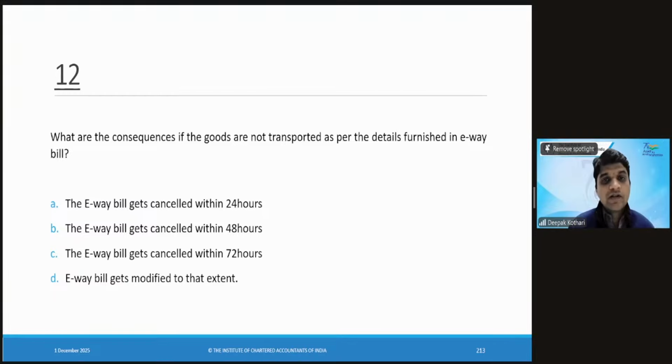What are the consequences if the goods are not transported as per the details furnished? Then the e-way bill gets cancelled within 24 hours. You have raised the e-way bill, you have not transported it. So your e-way bill will get cancelled automatically within 24 hours if you do not transport it.